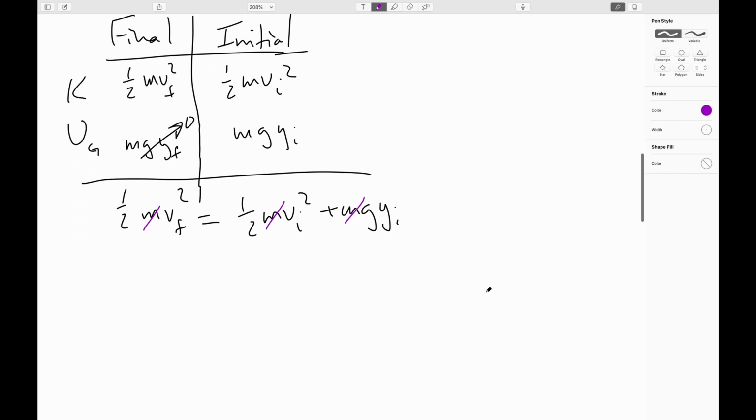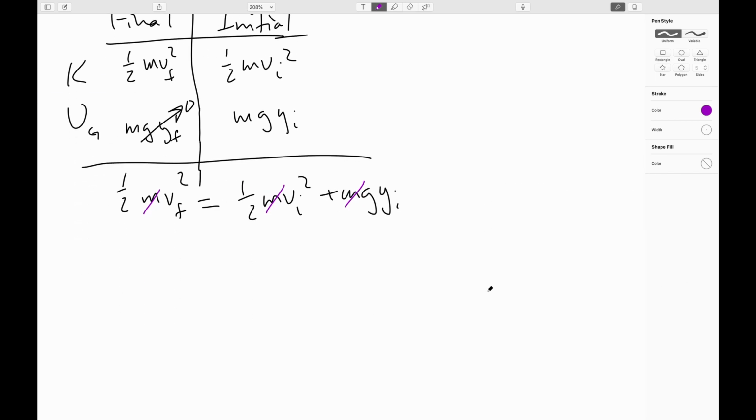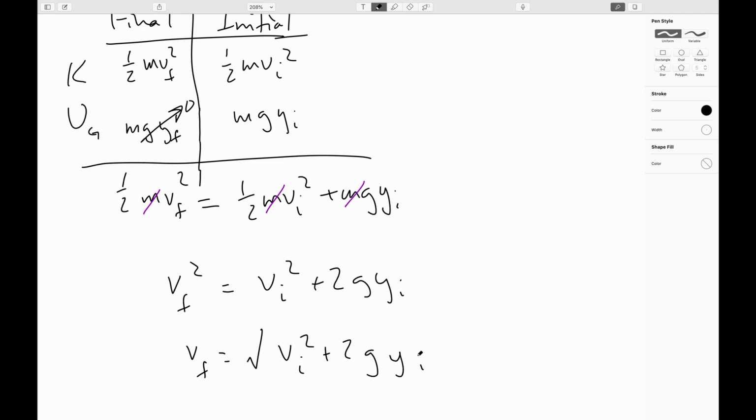Now we can go ahead and solve for v final. So first thing to do would be multiply through by 2. So I'll have v final squared equals v initial squared plus 2g y initial. And then finally we can say v final is the square root of v initial squared plus 2g y initial.